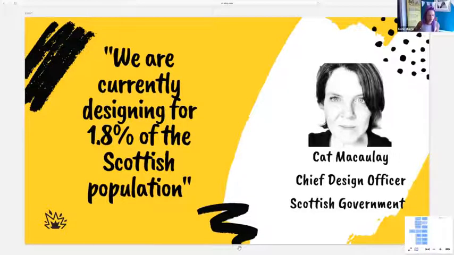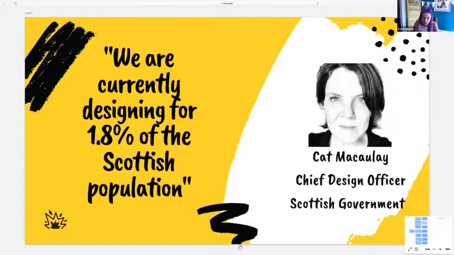And Kat Macaulay, the Chief Design Officer for Scottish Government, quoted an event just recently at the start of the year that we are currently designing for 1.8% of the Scottish population. So that's 1 in 55 people are being asked how they would like to receive their services. And without going into the detail about the data of the school, it was pretty much the same around the fit for purpose curriculum.